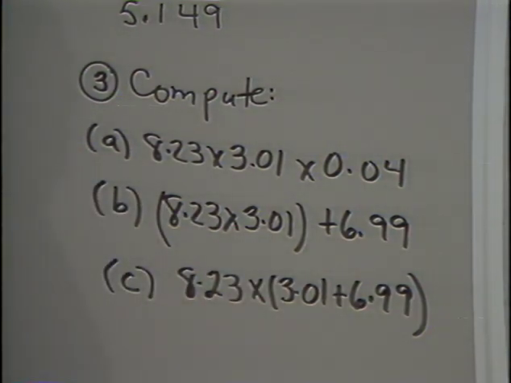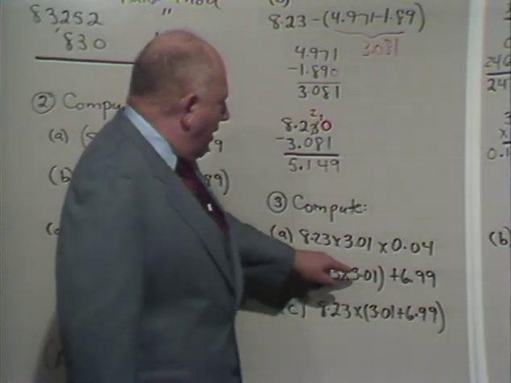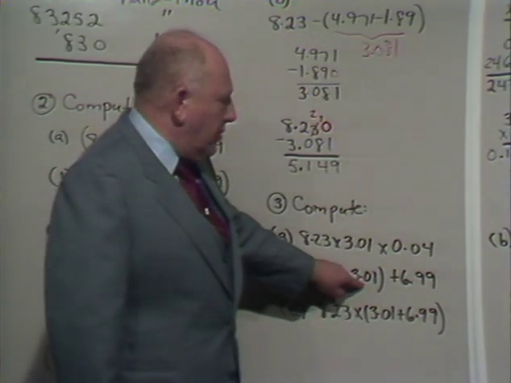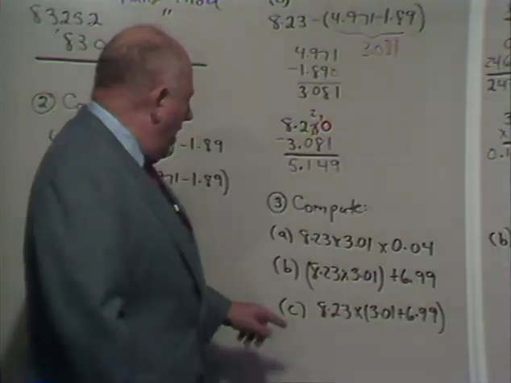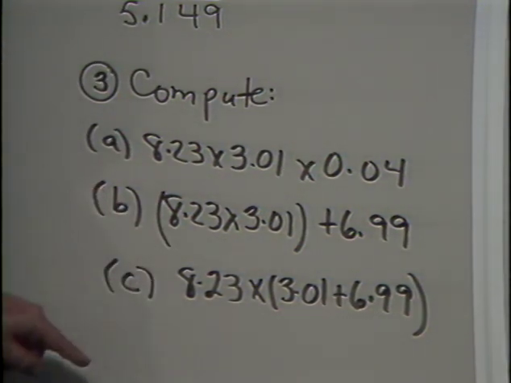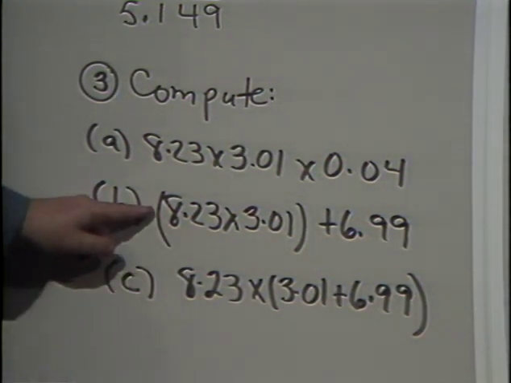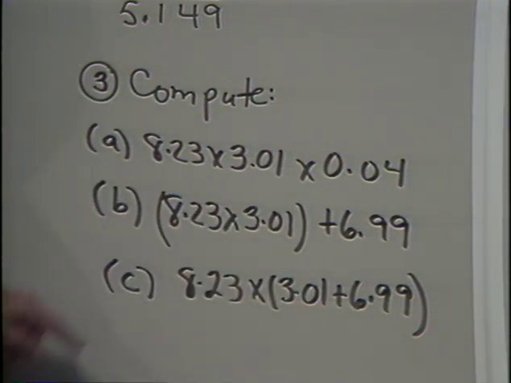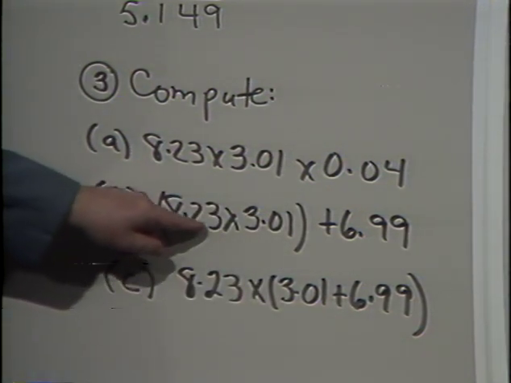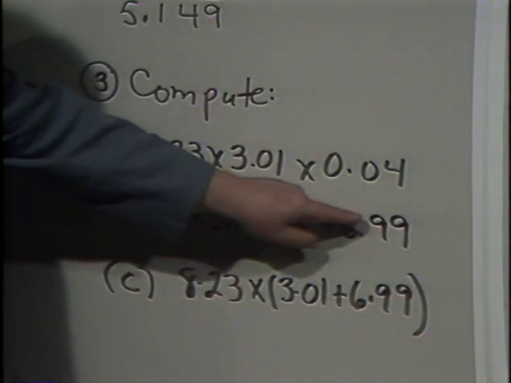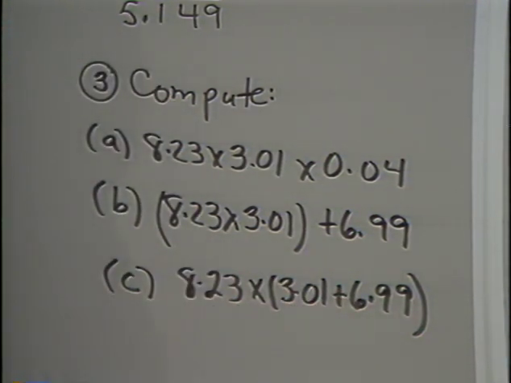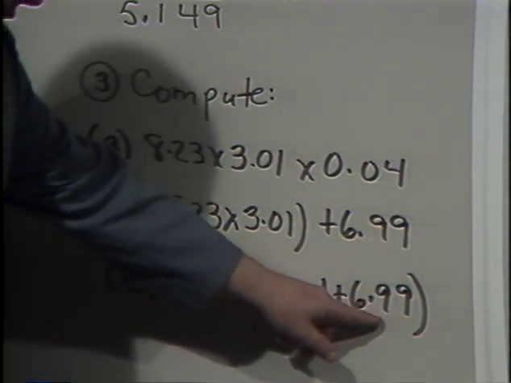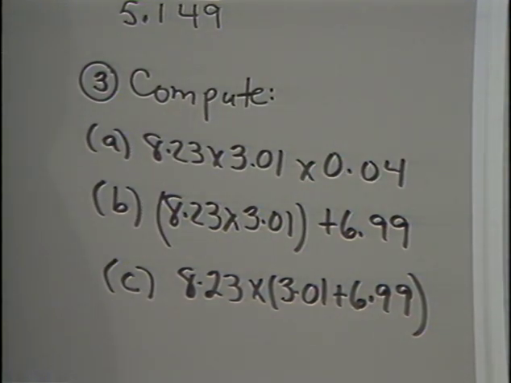Now, part B starts out the same way, but after I've multiplied these 2 numbers, I then want to add 6.99. So in part B, I have the product of 2 decimals, which is again a decimal, to which I'm going to add a decimal. See, I've got addition and multiplication in the same problem. And in part C, compare C with B, and you'll notice that it's exactly the same problem as B, except that I've switched the grouping symbols. You see, in B, I first multiply the 8.23 by the 3.01, then I add on the 6.99. In C, I add the 6.99 onto the 3.01, and then multiply that by 8.23. You see here, the 6.99 is actually part of what's multiplying the 8.23.